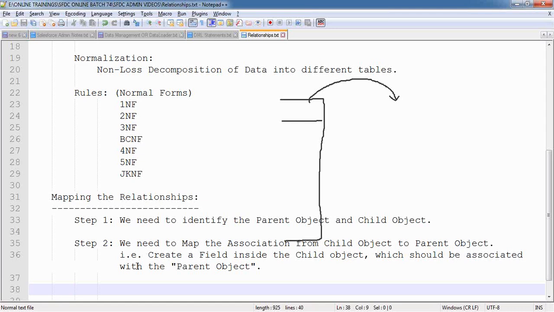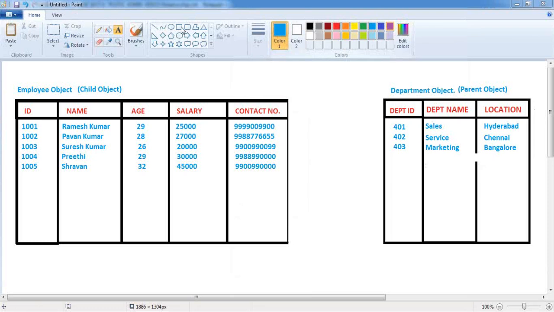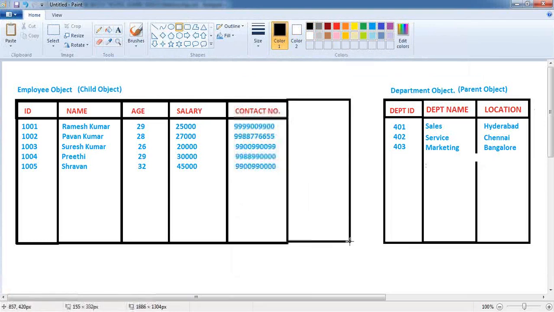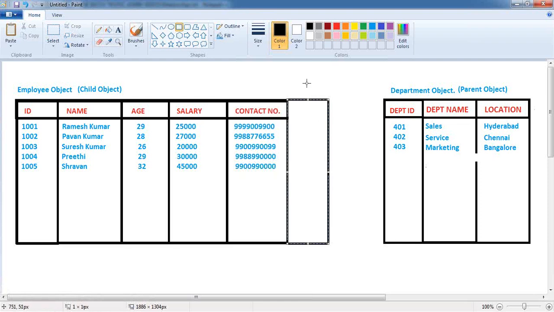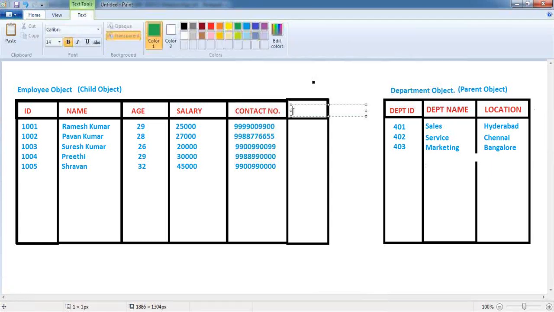Which should be associated with the parent object. This is the second step. That means what here? We need to create one field. So I'm creating a field inside my object over here. Inside my child object, I'm creating a field in order to store the department ID. So I'm creating one additional field over here, with the name department ID.